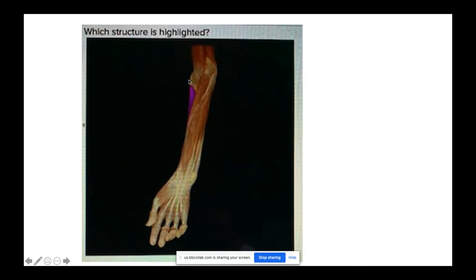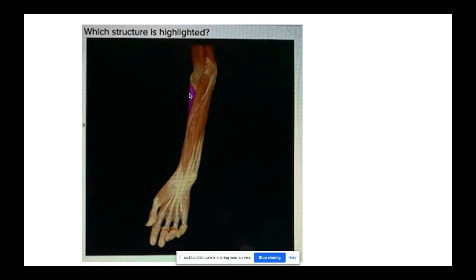What structure is highlighted? Well, that little purple one there, that's the supinator. It's very short. So you want to be able to look at those from an antagonistic perspective. Look at the supinator and look at the pronator. The pronator is called the pronator teres, but the supinator is just referred to as the supinator.